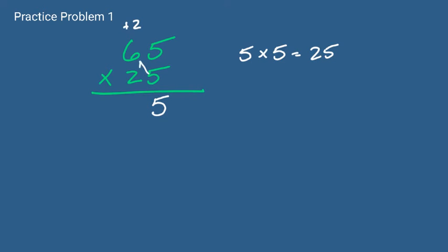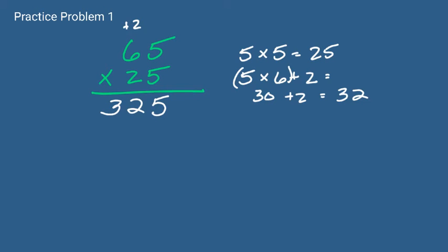Now I'm going to go ahead and multiply 5 times 6. And I know that 5 times 6 plus 2 up here, do me first here, it's 30 plus 2, and that equals 32. So I know that 65 times 5 is 325.